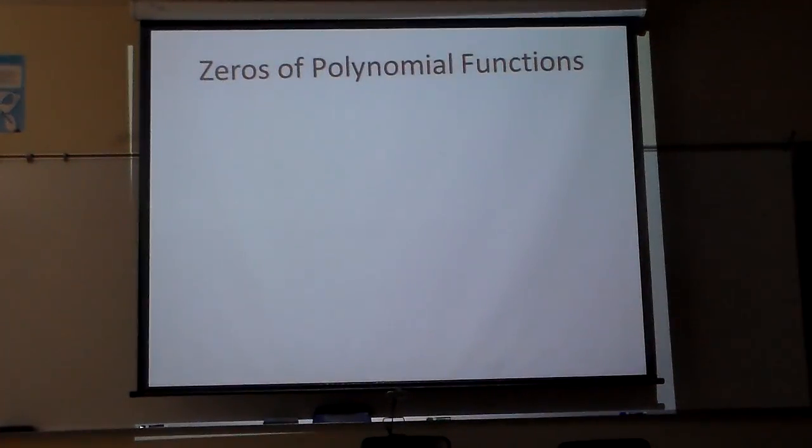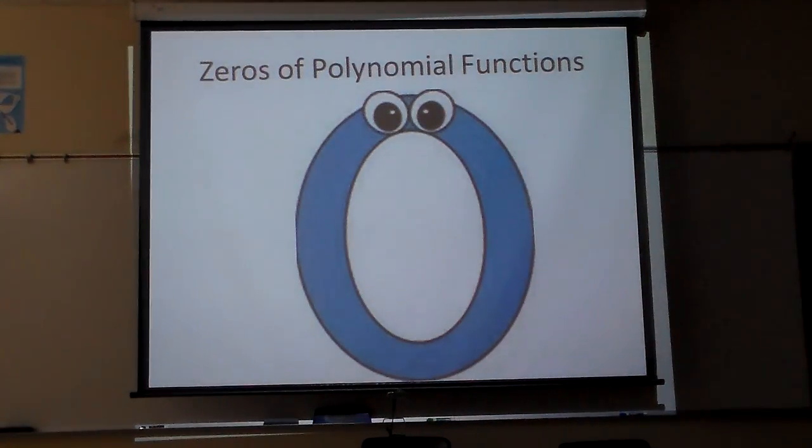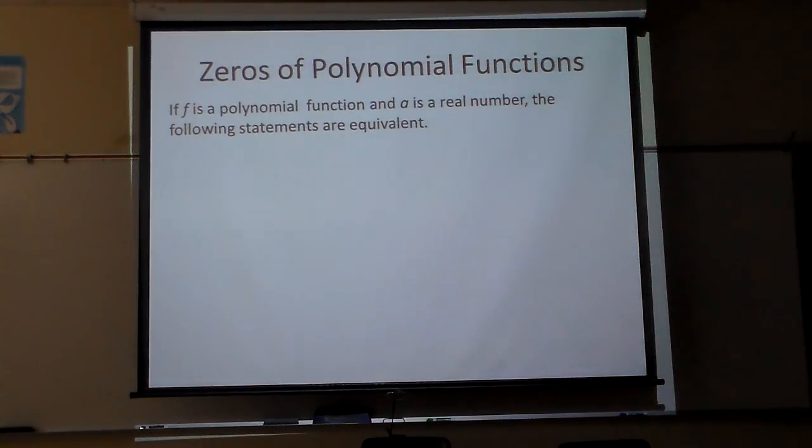Okay, zeros of a polynomial function. Yes, that's a big zero. And that's kind of what we're going to talk about. A polynomial function is a real number. Okay? Can't have imaginary numbers and just do this. So if that's true, then the following things are true.